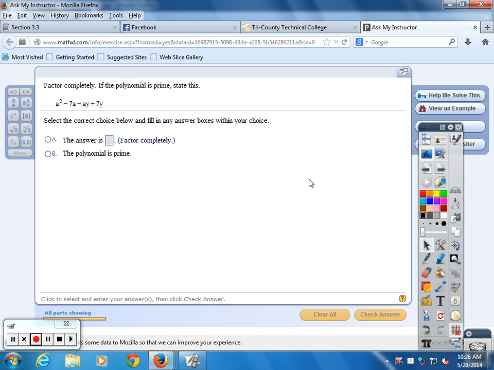Oh, I forgot to do something. When I do this, let's see. I need a squared, write that down: a squared minus 7a minus ay plus 7y. If I go to the white screen, it'll show. Y'all got it written down?